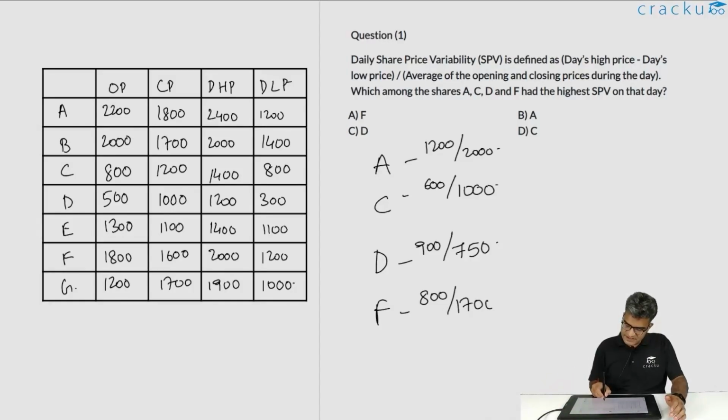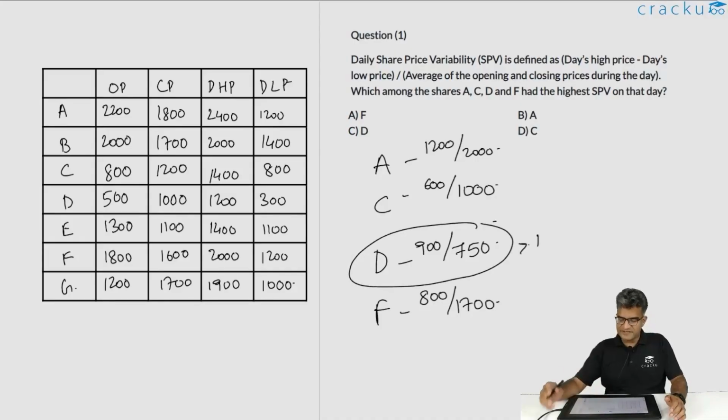Which of them is the highest? The correct answer is D, because this is the only one which is greater than 1. Everything else is less than 1. So the correct answer is option D.